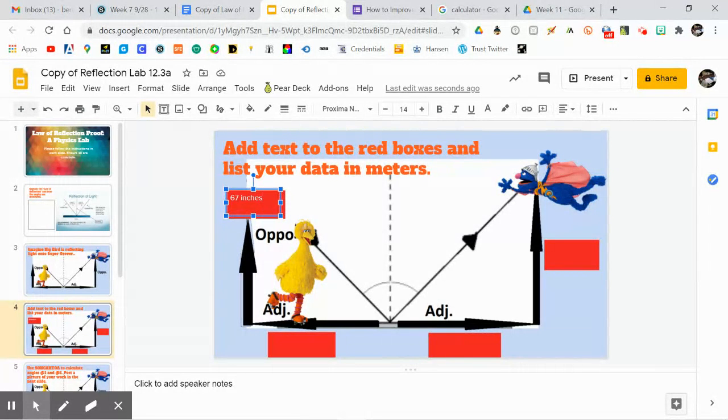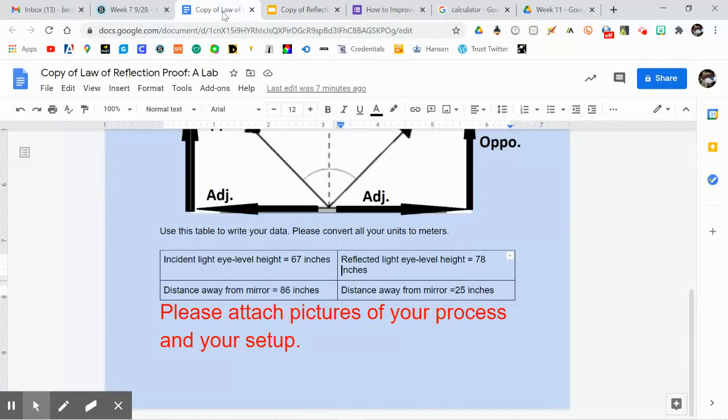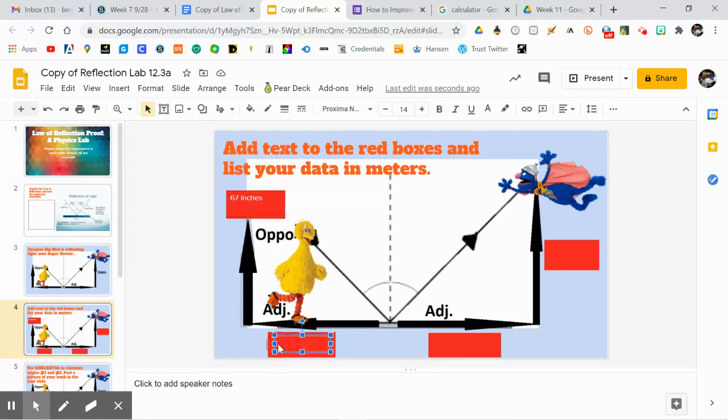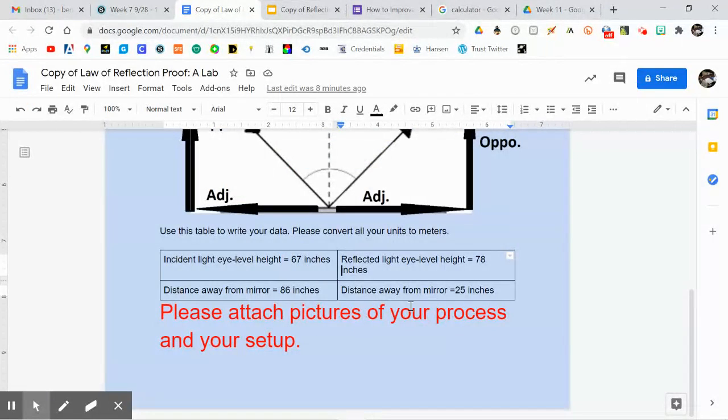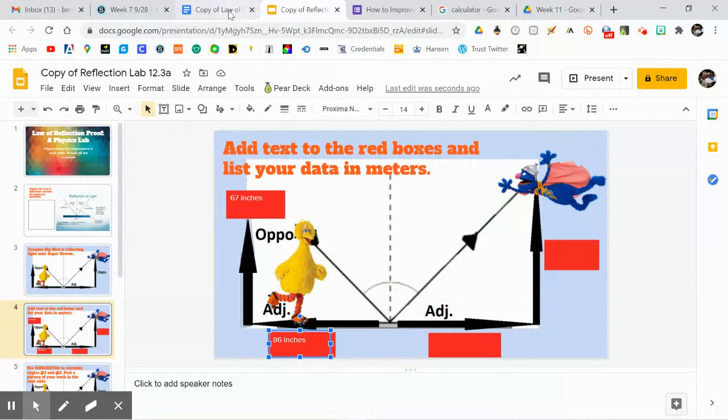The distance from the mirror, or the distance from the person that has the light at eye level, is 86 inches. So we're going to write it over here. 86 inches. And then the distance away from the mirror on the reflected side is 25 inches.